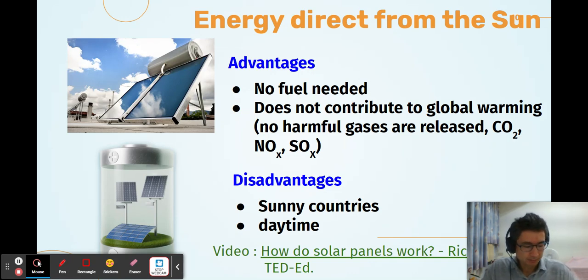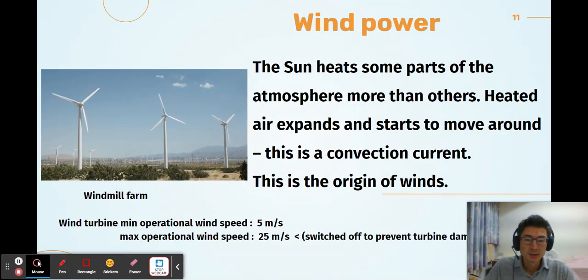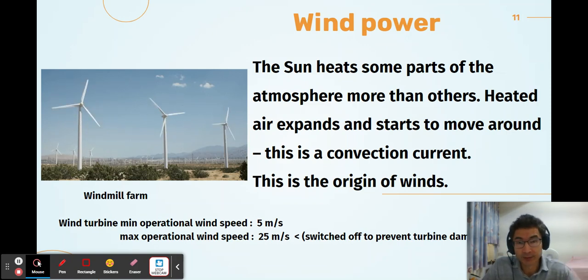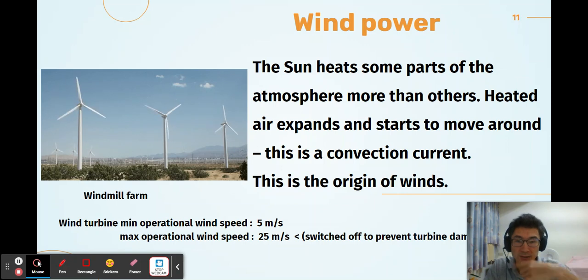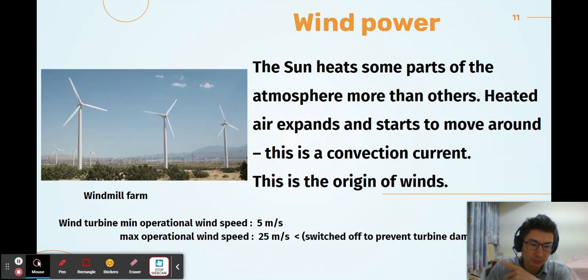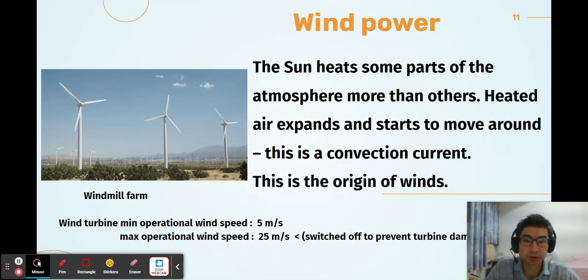Okay, now let's talk about the other form of renewable energy, which is wind power. Next comes wind power. How does wind power work? It works because of wind velocity. Wind has velocity, kinetic energy. That kinetic energy is transferred to the blades, rotating them as mechanical energy. And then that mechanical energy produces electrical energy, turning a generator.